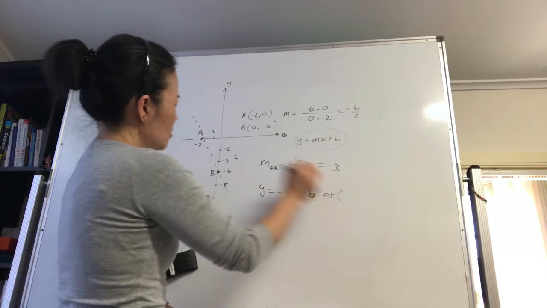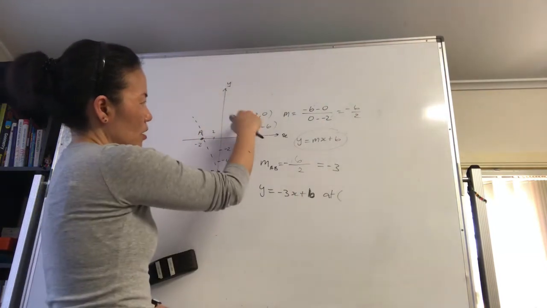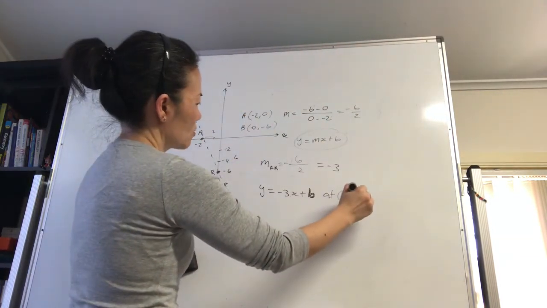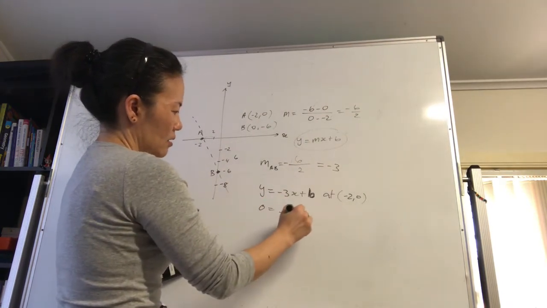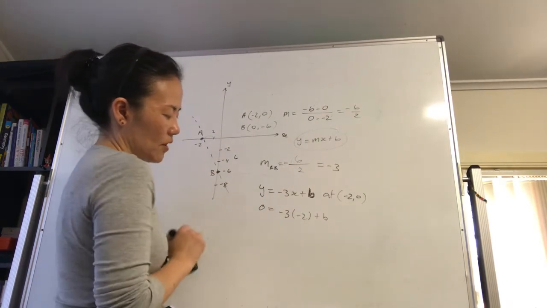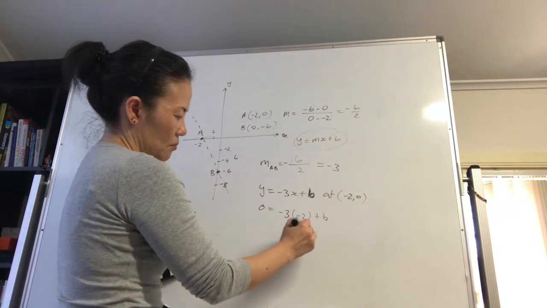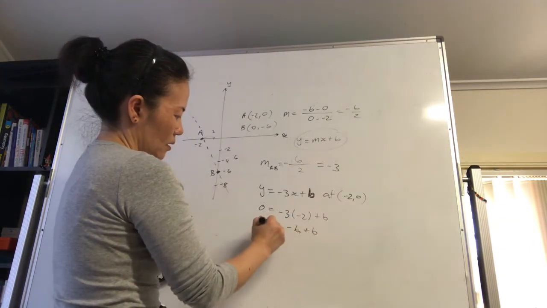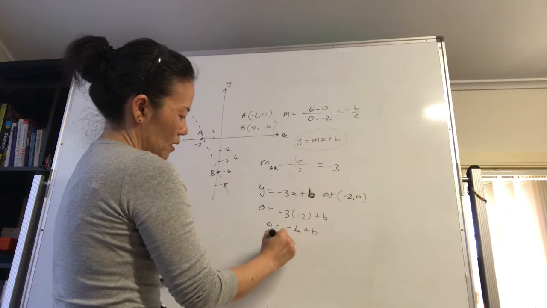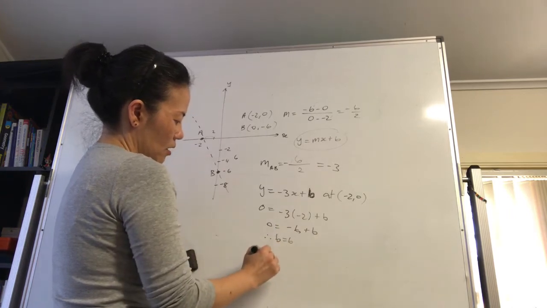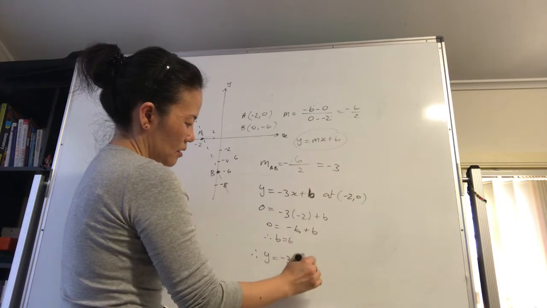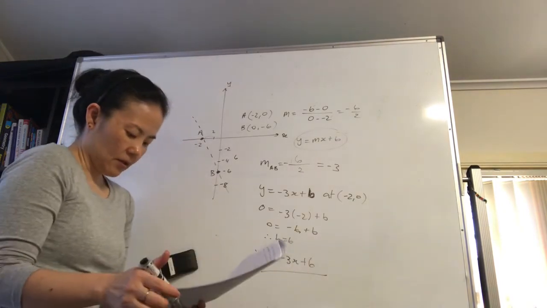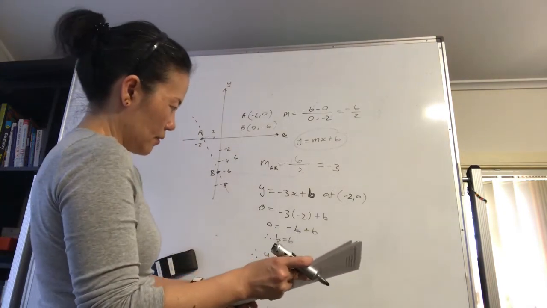You have to just pick any point, one of them. So I'm going to do minus 2 and 0. So y is 0, x is minus 2. I just have to find the b. So that's minus 6 plus b, isn't it? So therefore b equals 6. So my equation is minus 3x plus 6. Okay? So that's what I have.